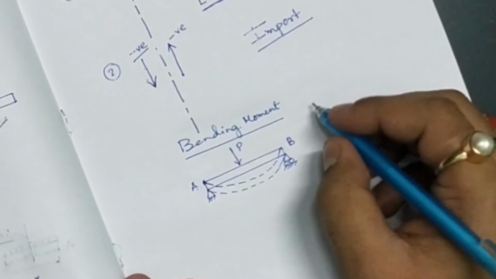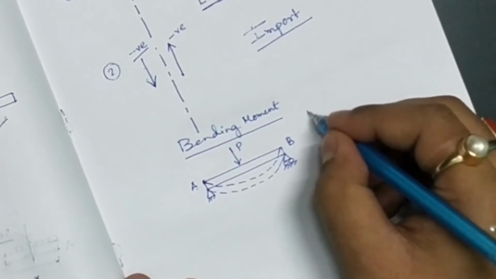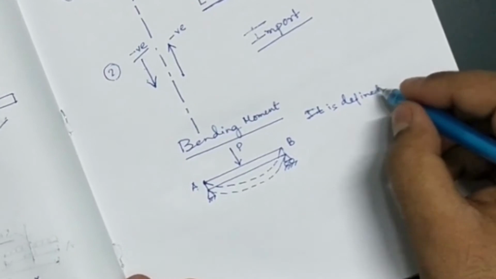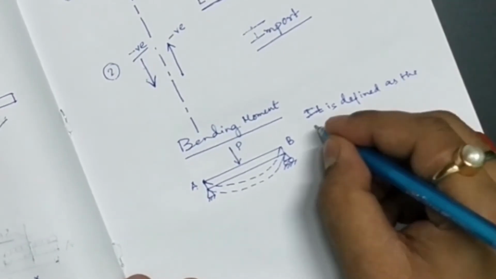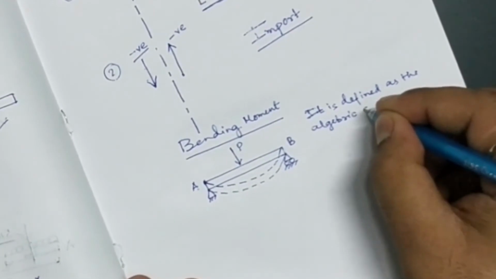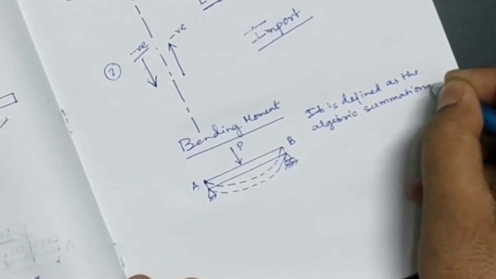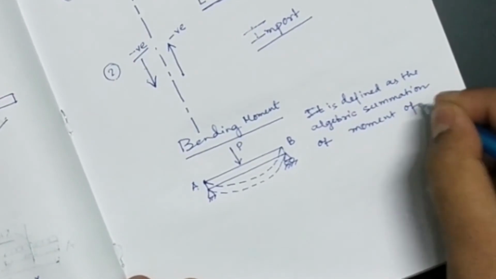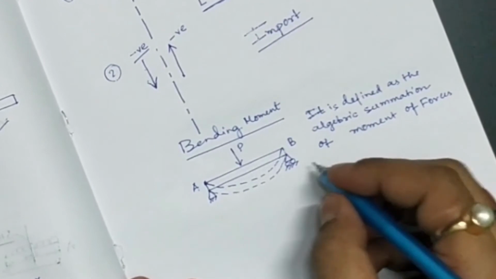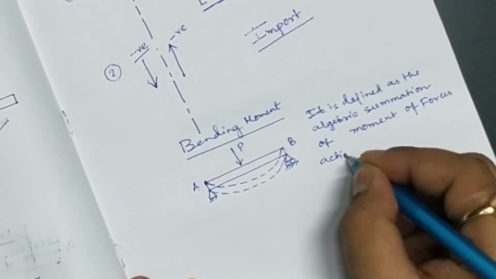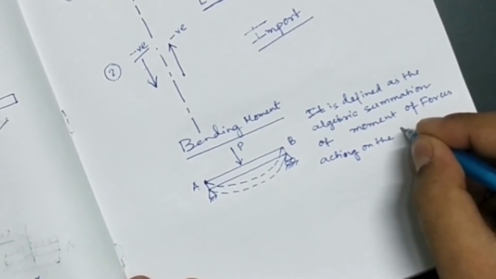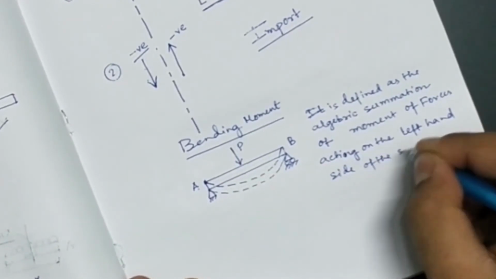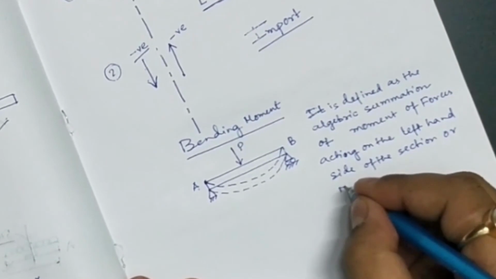So let us first write down the definition. According to the definition, bending moment is defined as the algebraic summation of moment of forces acting on the left hand side of the section or right hand side of the section.